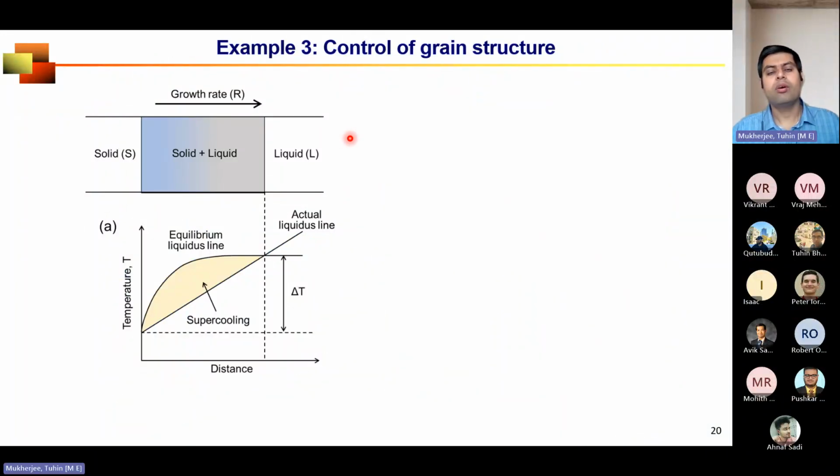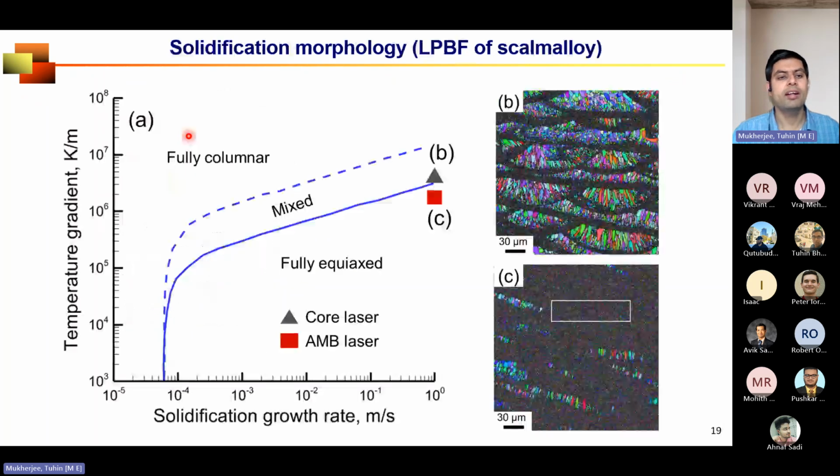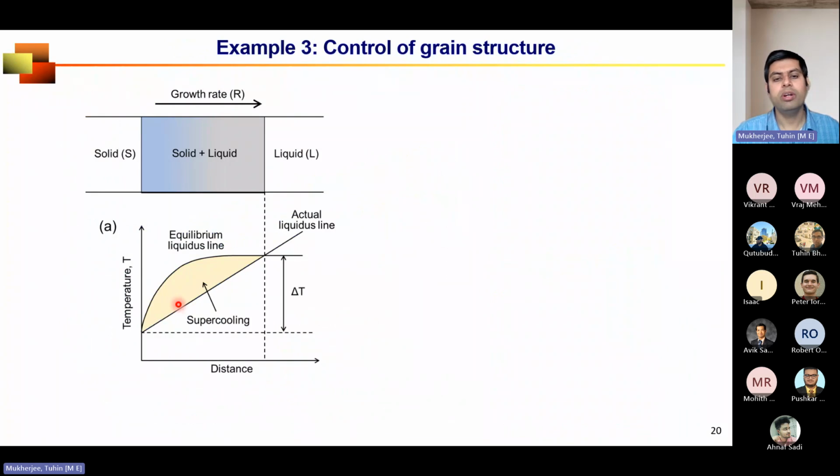So to make things complex, my third example is how to control the grain structure that we have just predicted. Once again, going back to basics, there are two variables. If I go back, temperature gradient and solidification growth rate. So what do I mean by that?